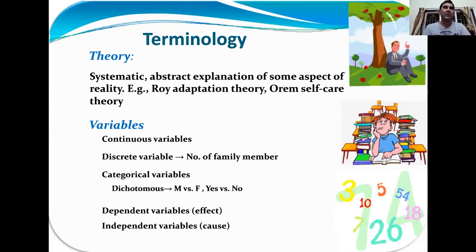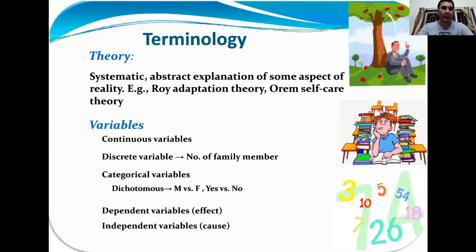Another term used in scientific study is the model. A model is the mental image of any abstract phenomenon. So these are two theories which have been written here, the Roy adaptation theory and Orem self-care theory. These are two theories which are more familiar and famous among the nursing theories.